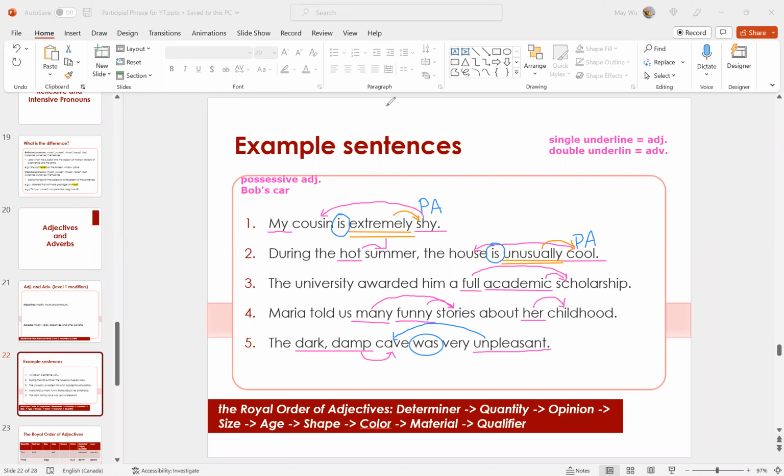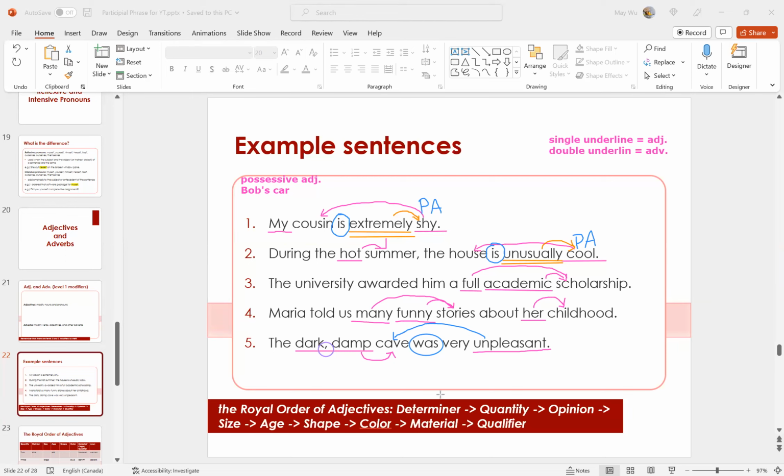But now, my question is, how come for number 3 and 4, I don't have a comma separating the 2 adjectives, full and academic, many and funny, but in sentence number 5, there is a comma between dark and damp? So we now have to address what we call the royal order of adjectives. So you can see here, what is the order?